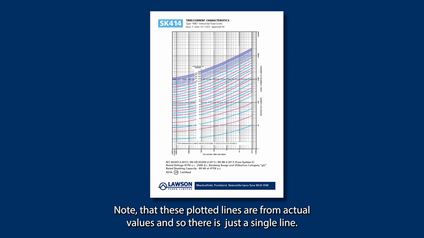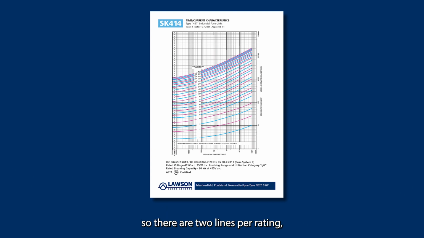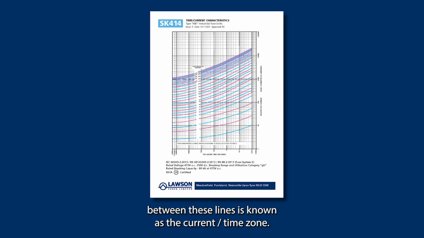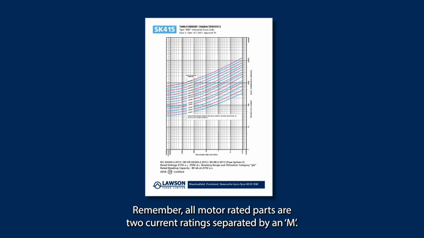Note that these plotted lines are from actual values, and so there is just a single line. The standards show a gate of high and low pass fail criteria, so there are 2 lines per rating. Between these lines is known as the current time zone. SK415 is just the same graph for motor rated parts. Remember, all motor rated parts are 2 current ratings separated by a capital M.